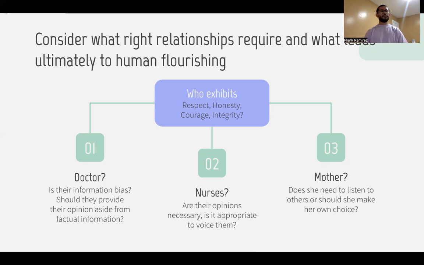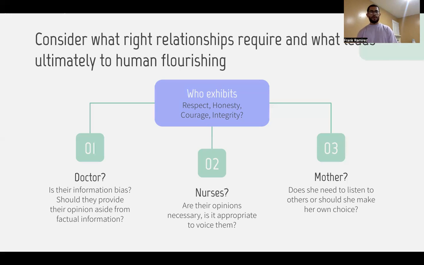In regards to the nurses, are their opinions necessary? Is it appropriate to voice them? The nurses had two different types of point of views. One being that the doctor was wrong for suggesting to terminate the baby and not carry out the term, whereas the other group of nurses thought that it would be best that the mother made her choice and perhaps terminate the baby before delivery.